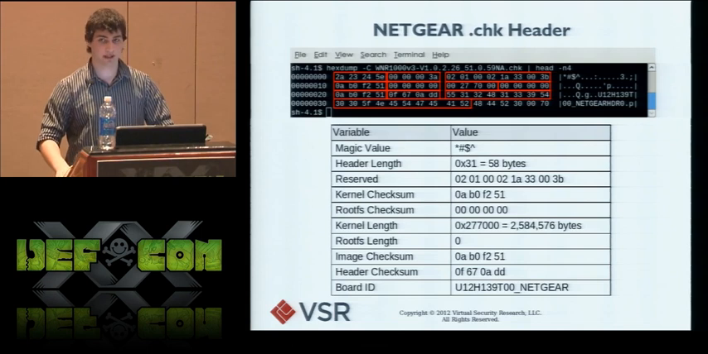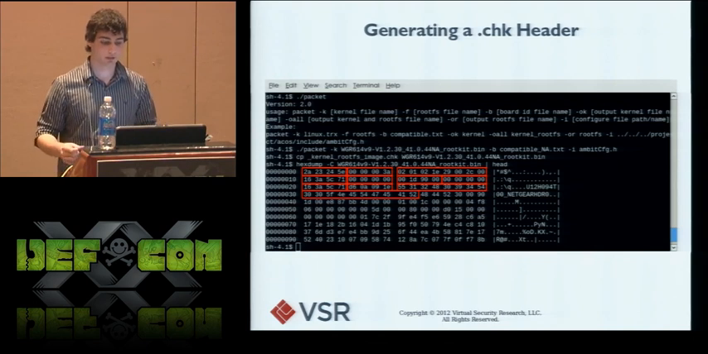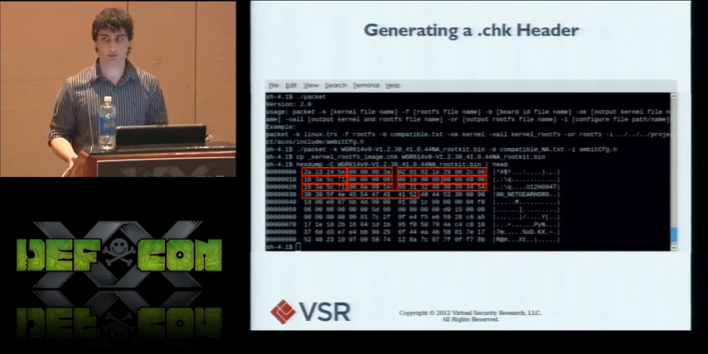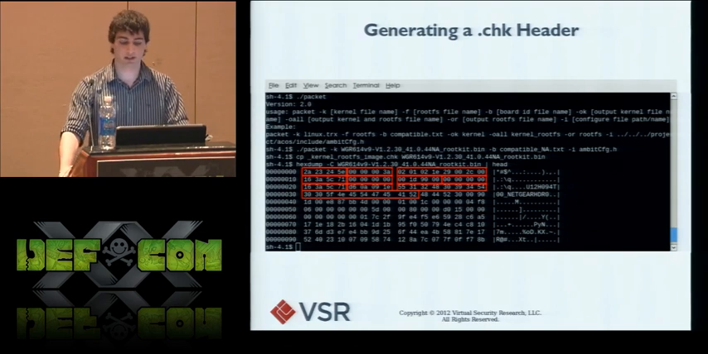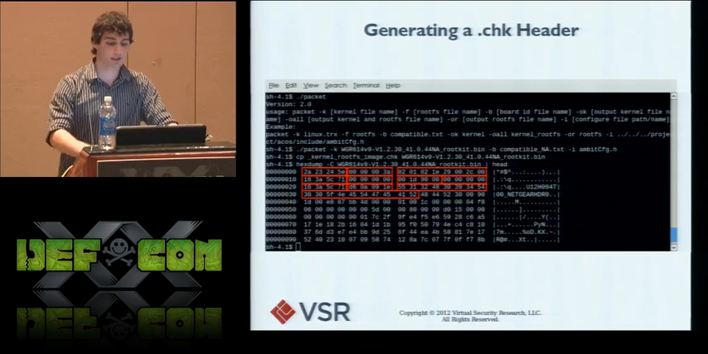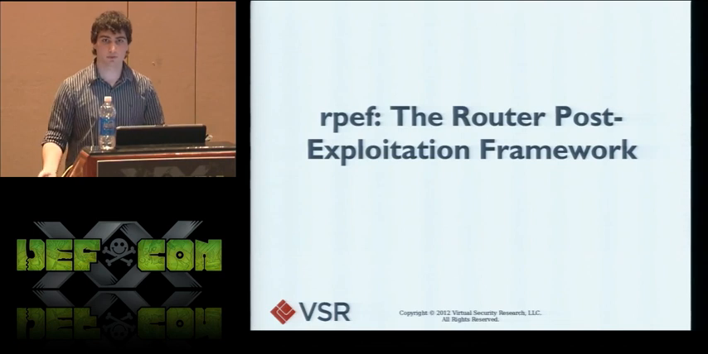which we don't really care about. It has no effect on anything we do. The kernel checksum, we don't have to worry about because we didn't change the kernel, but if we did change it, we'd have to update this checksum. And apparently in this specific router, they actually don't care about the root file system checksum because the length and the checksum are both zeroed out on the stock firmware image. The kernel length, which we don't have to change, and the image checksum and the header checksum, which we're going to have to recalculate because we changed the image and we changed the header.